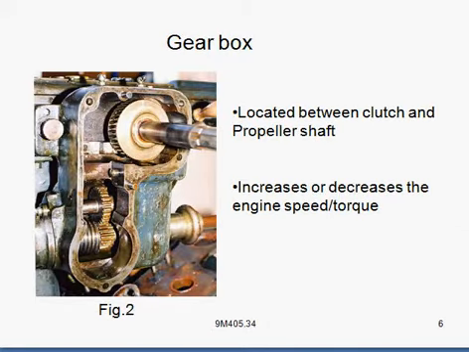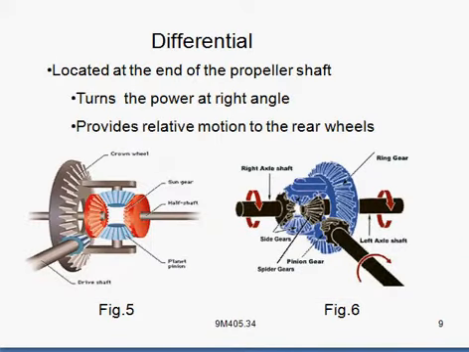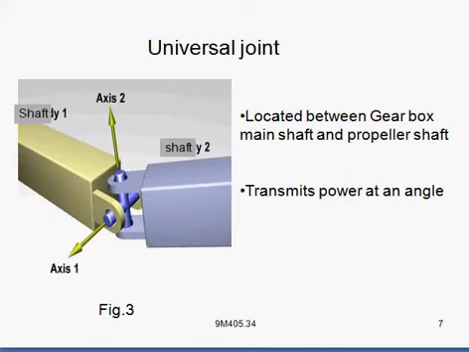And the next thing is the gearbox. This gearbox is located between the clutch and the propeller shaft. These are the different types of gears used in it to get different speeds. The gearbox is used to increase or decrease the engine speed, and thereby the torque. The next component is the universal joint. This universal joint is used to connect the propeller shaft to the gearbox as well as the differential. These universal joints transmit power at an angle.